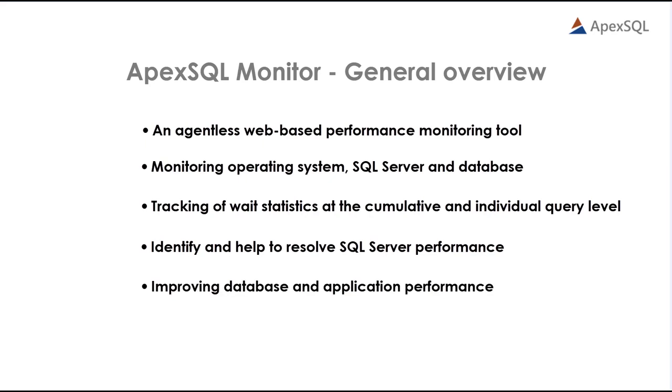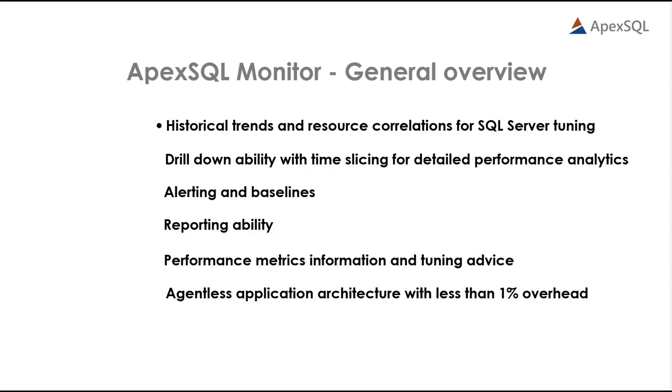The following are the key features of ApexSQL Monitor. Historical trends and resource correlations for SQL Server tuning. This feature allows DBAs to analyze historical database performance, to compare the performance in different time periods, and to establish correlation between that data and database performance trends over the time.